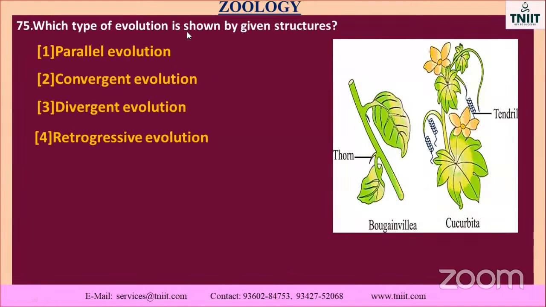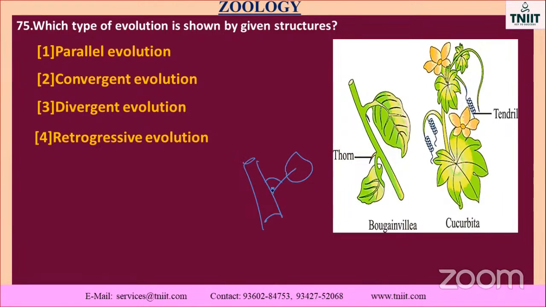Which type of evolution is shown by a given structure? See the structures. Is it parallel evolution? No. Convergent evolution? No. Divergent evolution. What is the meaning of divergent evolution? Already you know about this. Take an example, this is considered a leaf. Here there is a branch.